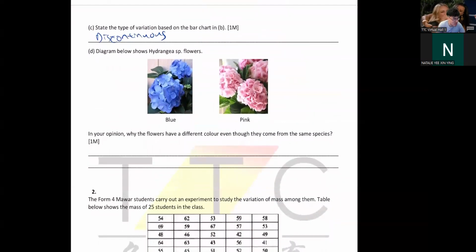So in your opinion, why do the flowers have different colors even though they come from the same species? Because of discontinuous variation. That means they have variation. That's why they have 2 different colors. About this hydrangea, fun fact: if you put it in acidic soil, they will be blue. If you put it in alkaline soil, they will be pink.